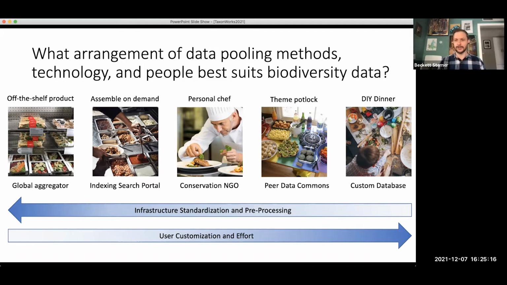And then you might just be doing it on your own, a DIY dinner party, and that's like building your own database, or your own data set. And you could put it on the internet, but it's more of a one-off affair.